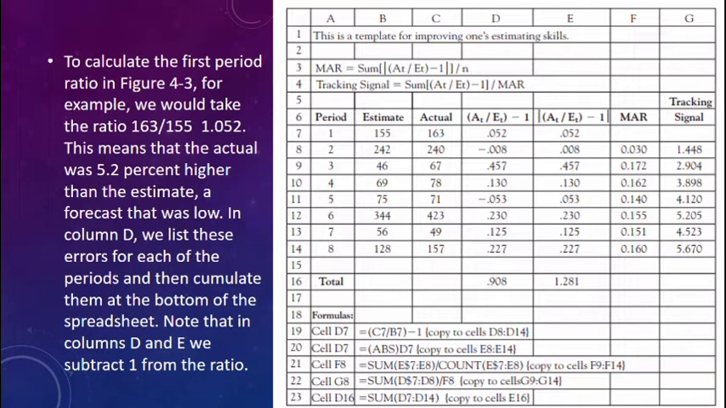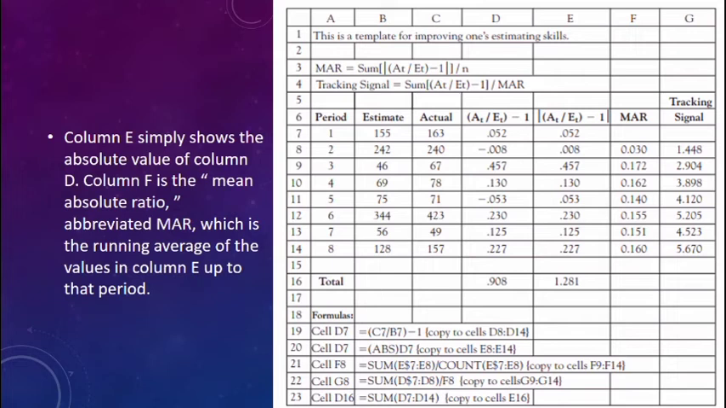In column D, we list these errors for each of the periods and then cumulate them at the bottom of the spreadsheet. Note that in columns D and E, we subtract 1 from the ratio. This centers the data around 0 rather than 1.0, which makes some ratios positive, indicating an actual greater than the forecast, and other ratios negative, indicating an actual less than the forecast. If the cumulative percent error at the bottom of the spreadsheet is positive, which it is in this case, it means that the actuals are usually greater than the estimates. The forecaster underestimates if the ratio is positive and overestimates if it is negative. The larger the percent error, the greater the forecast bias, systematic under or overestimation.